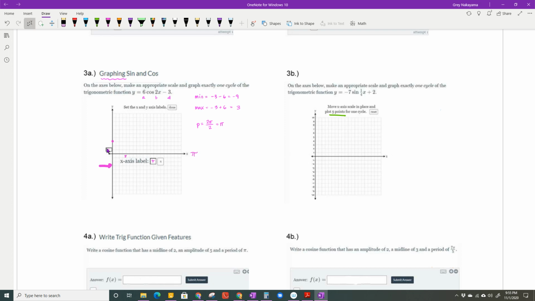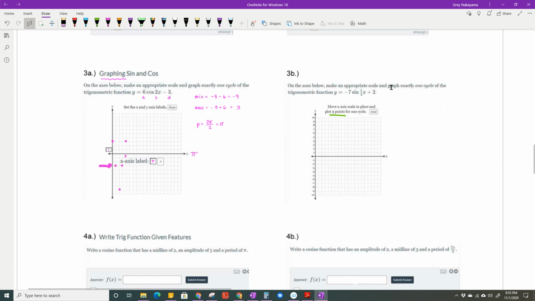Okay, and then on the 4th tick mark, I'm going to put it at the same place. And then halfway between, it goes to a min. So I'm going to go down 1, 2, 3, 4, 5, 6, and put it there. And then halfway between those two are the zeros, which is where that midline is. And when you plot that 5th point, Delta Math is going to connect the graph. And then you just say, I'm done. That's all you got to do.